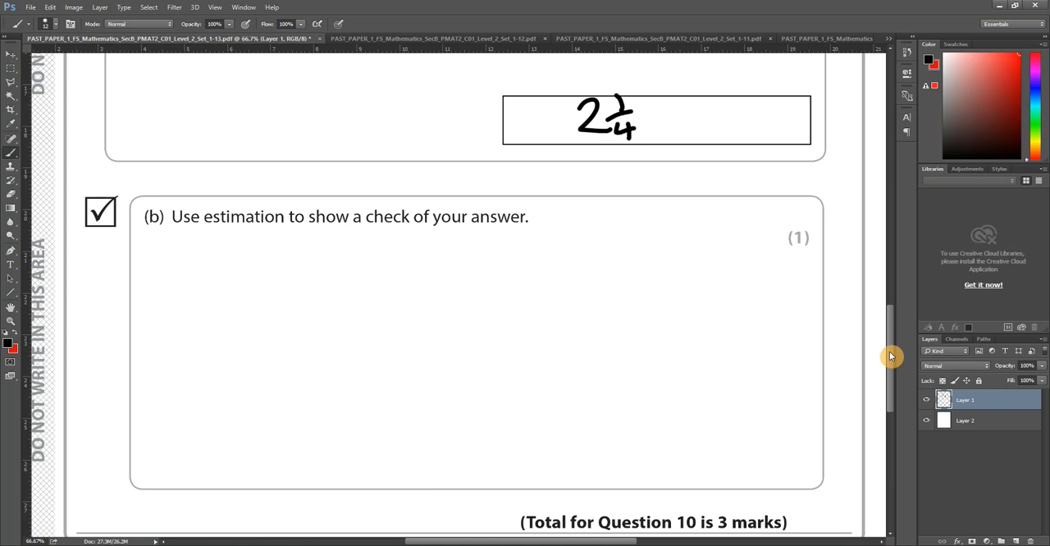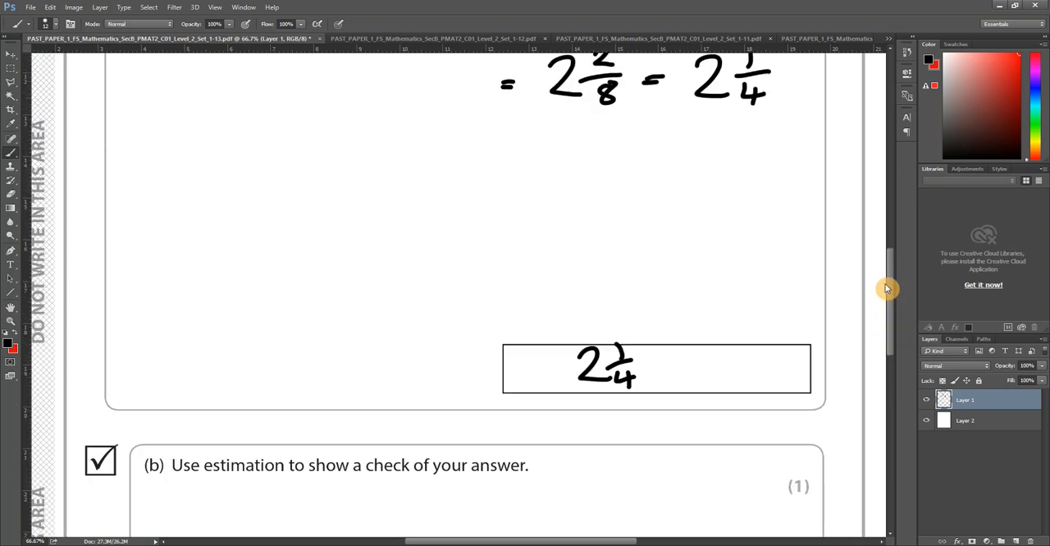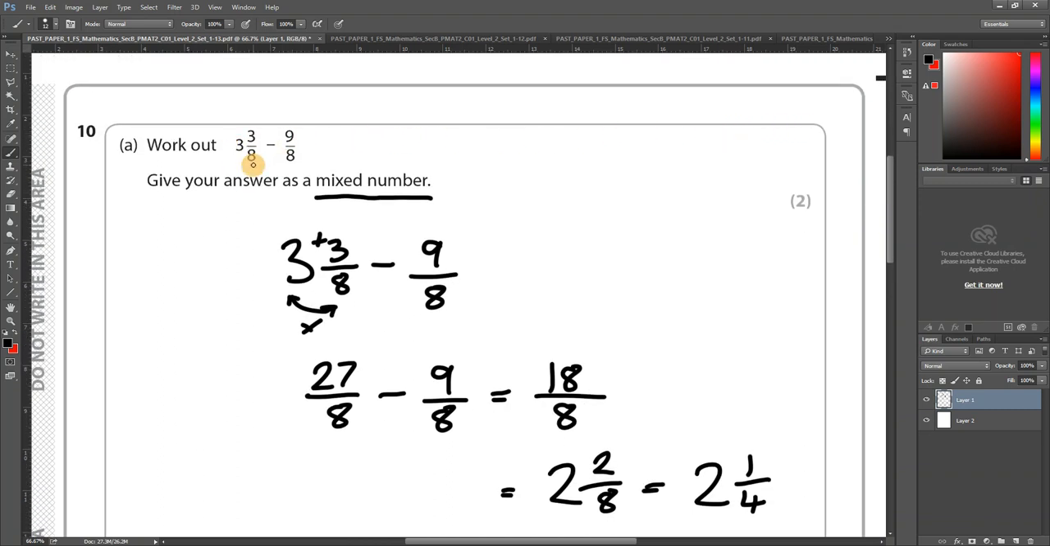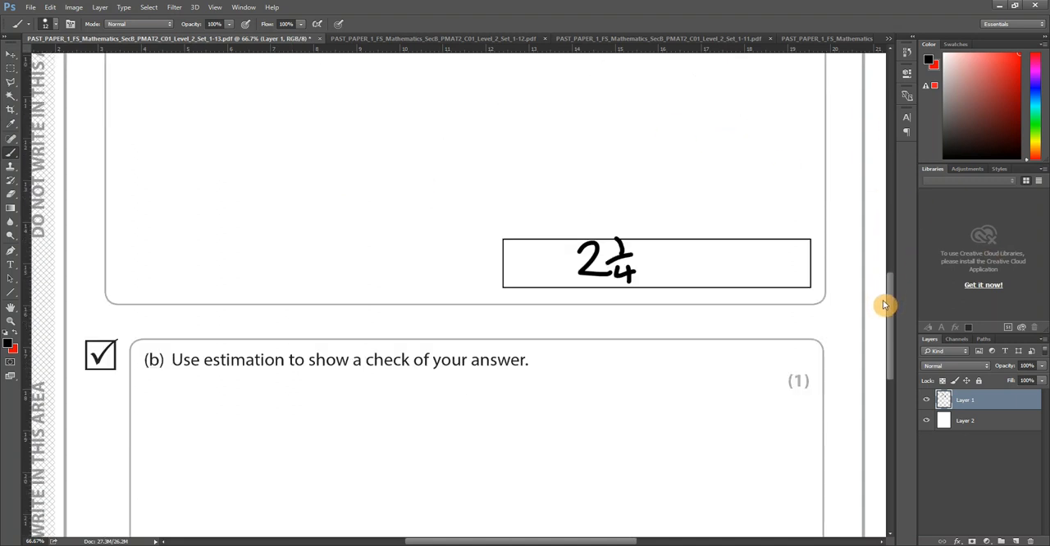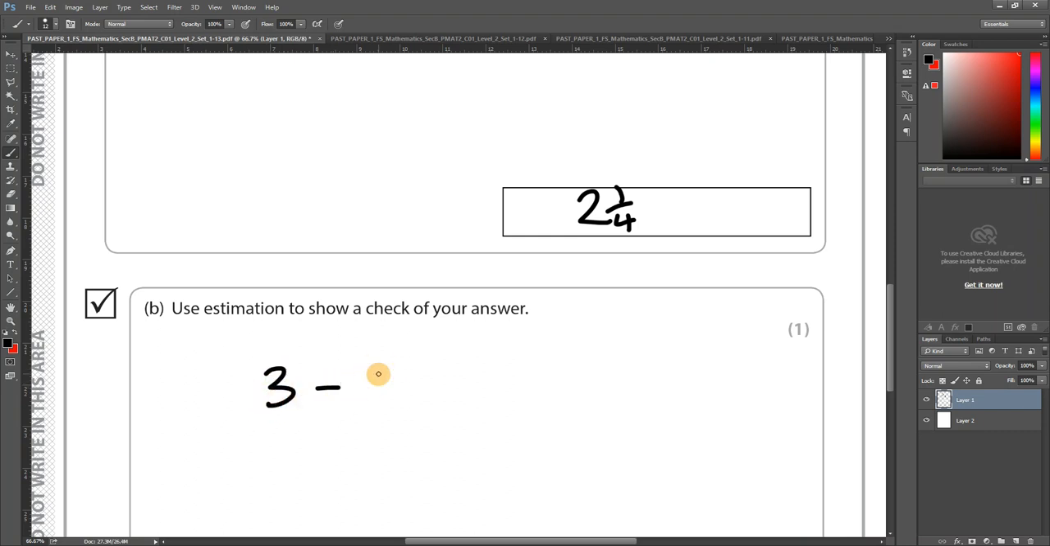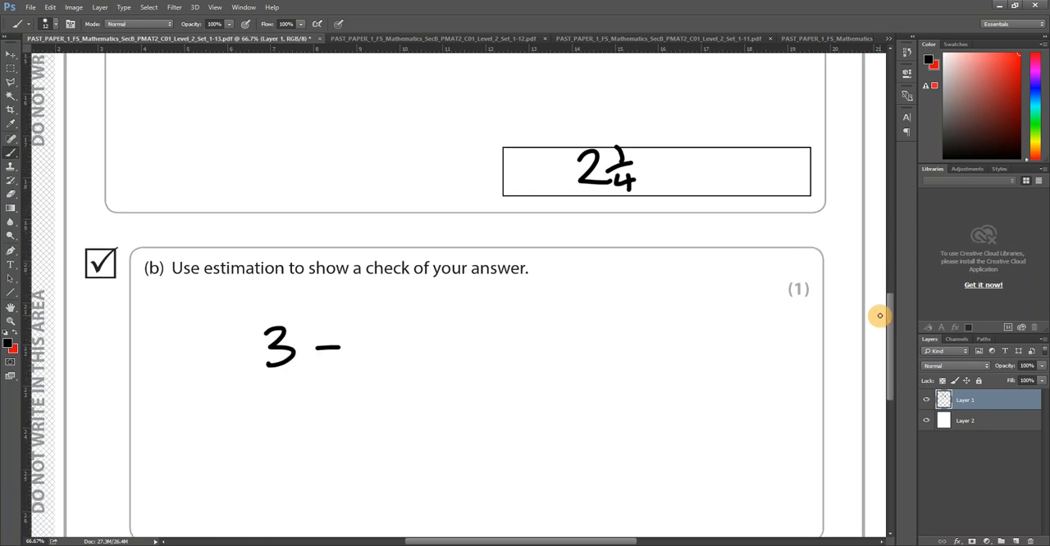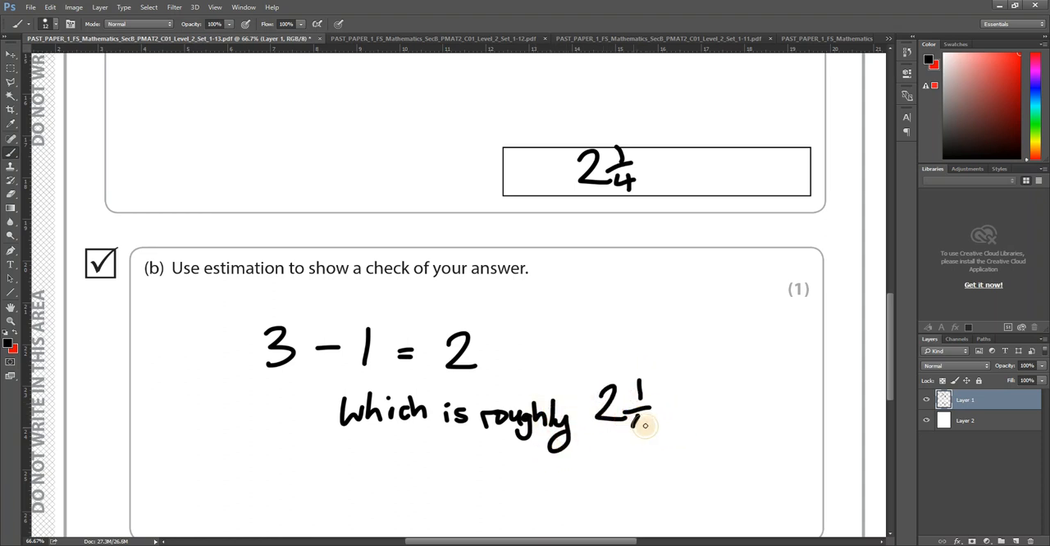Part B says use estimation to show a check of your answer. So when you use estimation, you're supposed to round these numbers. So you can call 3 3/8 roughly 3. And you're taking away 9 over 8, which is roughly equal to 1 whole. So to the nearest whole numbers, it's 3 take away 1, which gives you roughly 2, which is roughly 2 1/4, the answer that you got here.